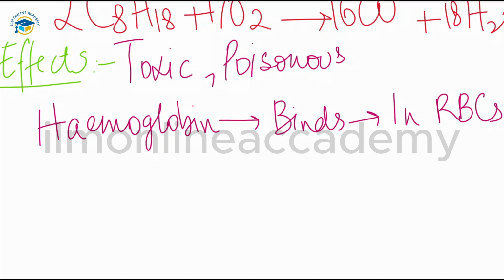It attaches to the hemoglobin because it has more affinity. Hemoglobin has more affinity for carbon monoxide as compared to oxygen. So whenever carbon monoxide binds with it, it prevents the hemoglobin from carrying oxygen around the body. So this is how carbon monoxide is released.